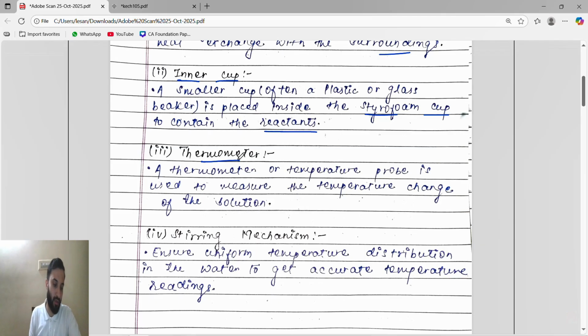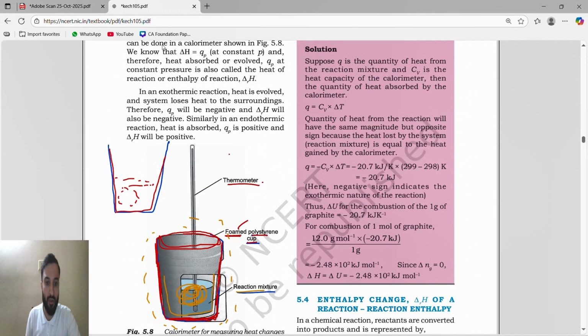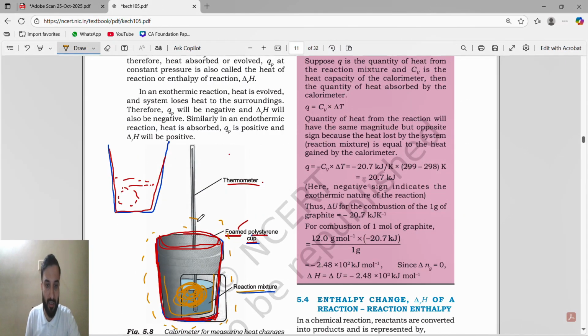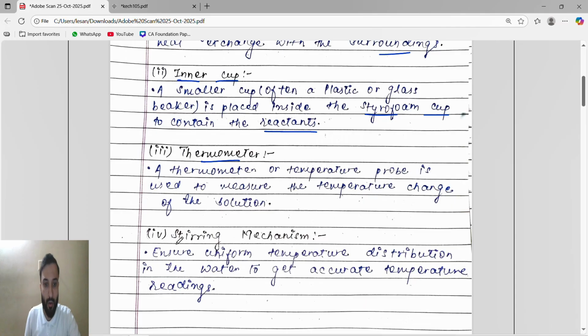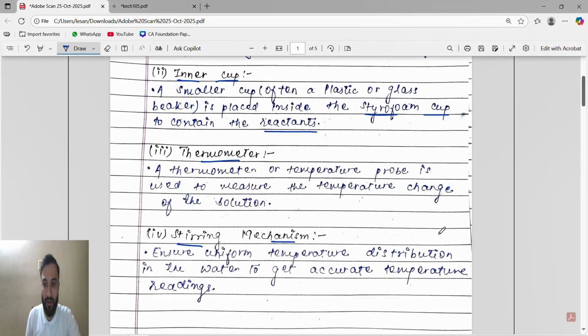Thermometer. What is the work of thermometer? We all know. A thermometer or temperature probe is used to measure the temperature change of the solution. So this is the solution. Whatever the temperature change will happen, the thermometer will measure. Now the stirring mechanism.